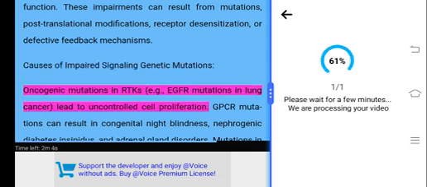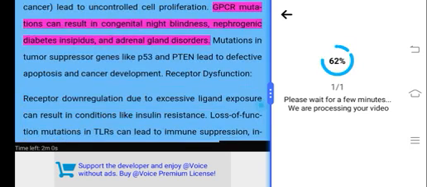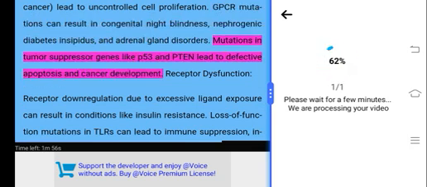Oncogenic mutations in RTKs, e.g., EGFR mutations in lung cancer, lead to uncontrolled cell proliferation. GPCR mutations can result in congenital night blindness, nephrogenic diabetes insipidus, and adrenal gland disorders. Mutations in tumor suppressor genes like P53 and PTEN lead to defective apoptosis and cancer development.